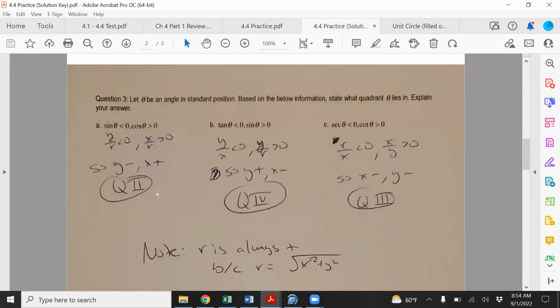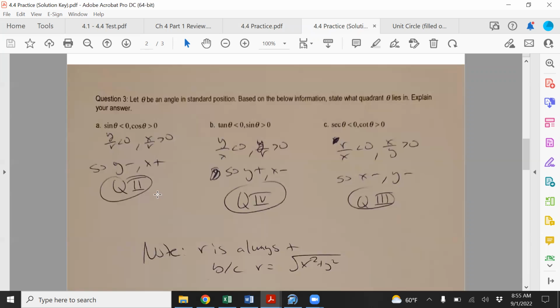Okay, so let's just simmer on this a little bit. Sine is y over r, cosine is x over r. We talked about this, right? One is less than 0, one is greater than 0. Now r is always going to be positive, because r is the square root of x squared plus y squared.